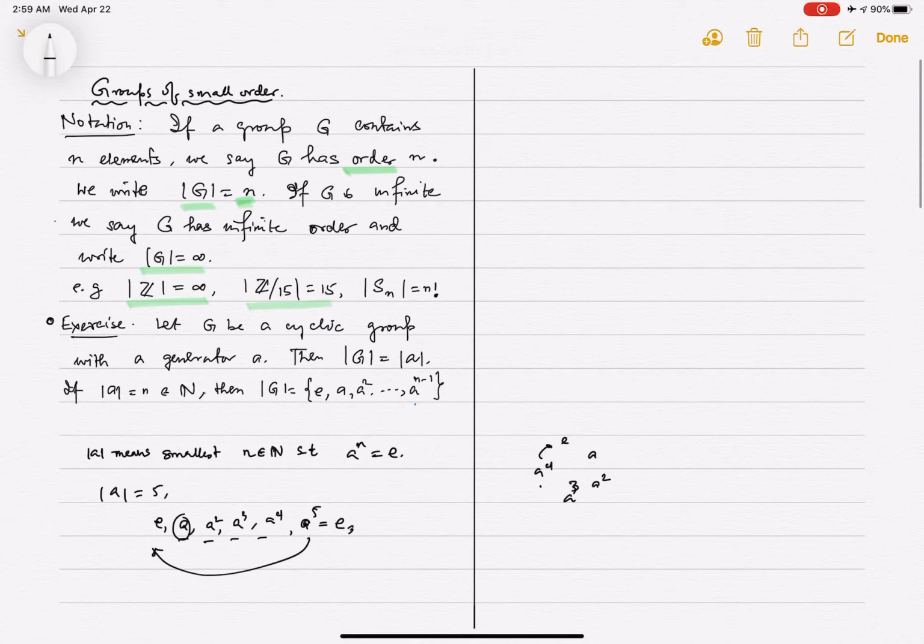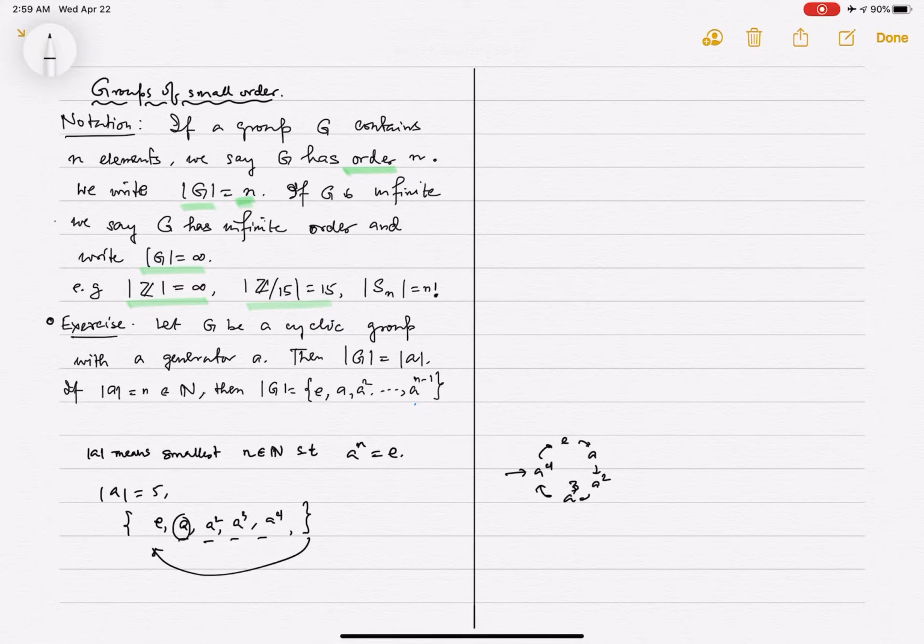And then back to A. So if you keep multiplying by A, this is what happens, and this is the inverse. So this is already the group. So how many things does this group have? Well, 5 things. So that's all we are saying.